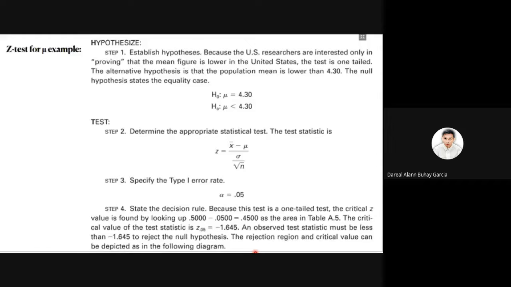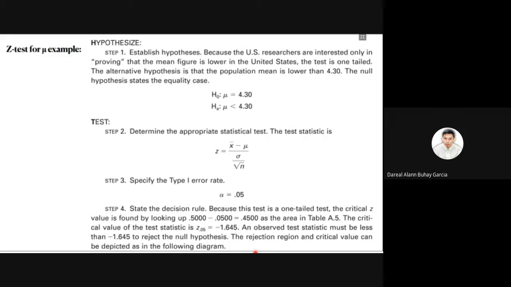I'll put a link in the description. What is table 8.5? Table 8.5 is a z table. So we're going to look at 0.45 in the z table. The critical value of the test statistic z0.05 would be negative 1.645. An observed test statistic must be less than negative 1.645 to reject the null hypothesis.